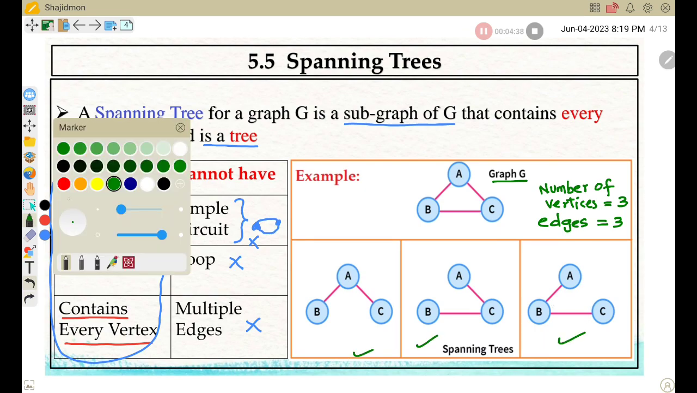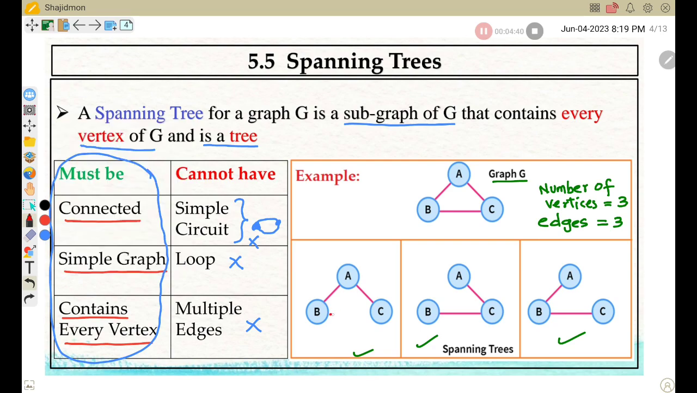Now see here in this graph, I didn't draw this edge. If you use this edge, what happens? A simple circuit will form. That means if we start from A, go to B, then C, then back, we can reach A again. That is the meaning of simple circuit. So it should not have the edge between B and C.